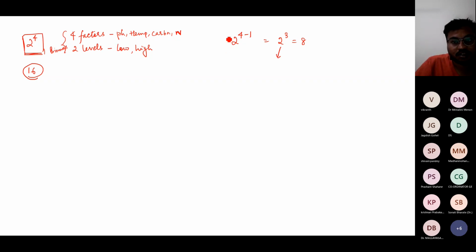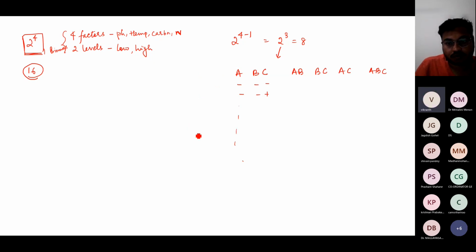So here what we are doing is building a full factorial using 3 factors, let's say A, B, C. Then we have all these interaction terms AB, BC, AC, and ABC. For each of these, we'll have plus and minus, that is, low and high. So this will be low, low, low, low, low, high, and so on, till we have plus, plus, plus. Then we can calculate AB by multiplying these two, so it will be plus, plus, and so on. Similarly for BC, it will be plus, minus. AC will be plus, minus. And ABC will be minus, plus, plus.